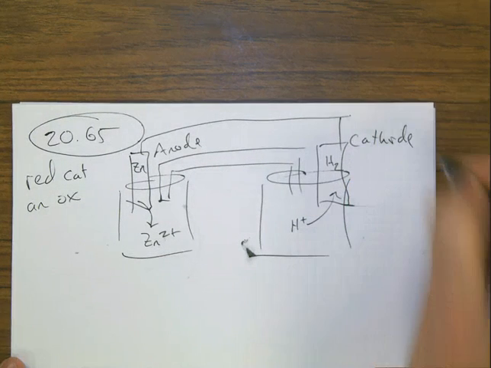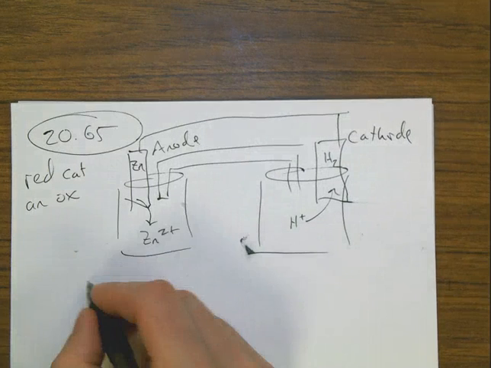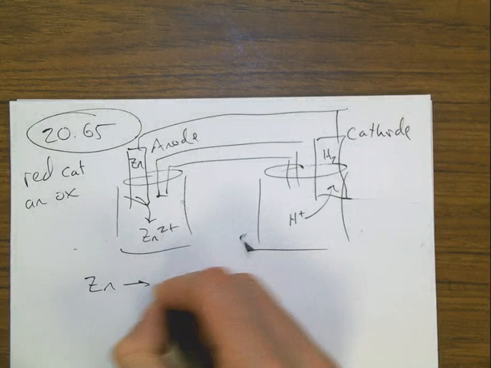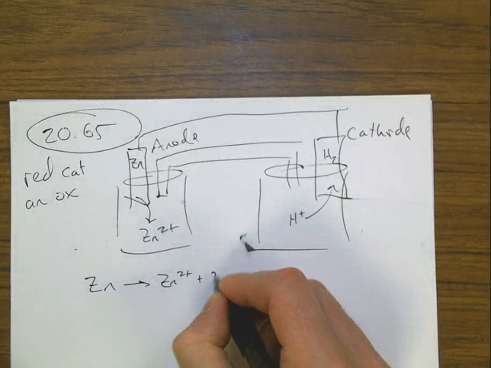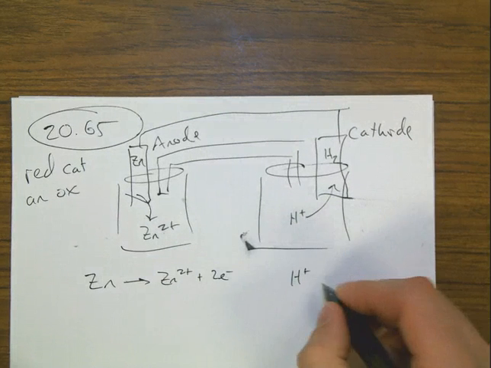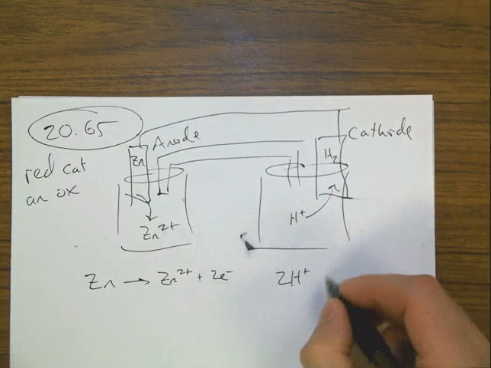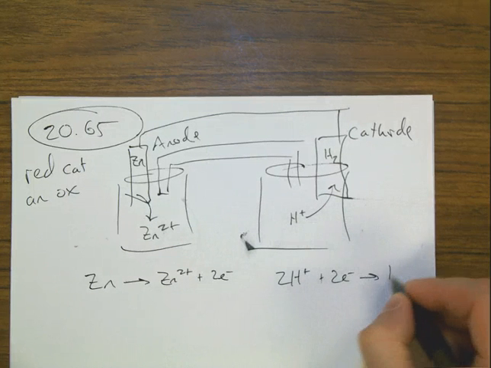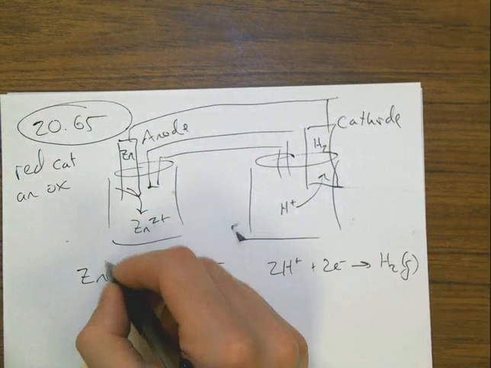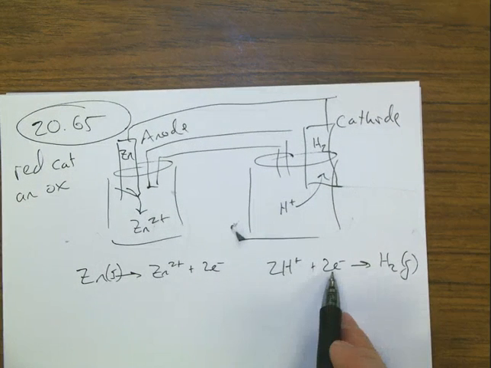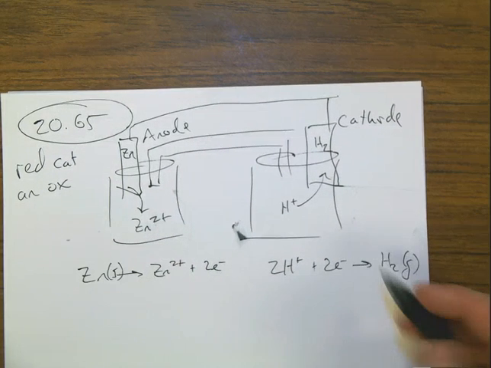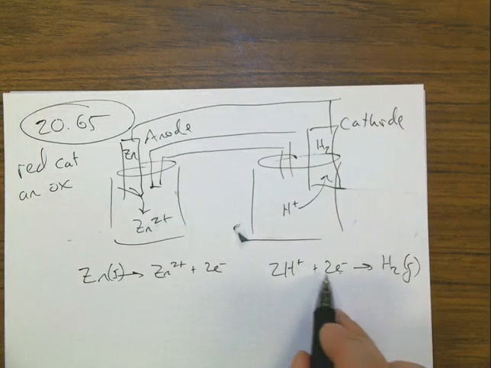What I'm going to do is write out the half reactions for each of them. So the half reaction of my anode is Zn going to Zn2+ and 2 electrons. This half reaction is 2H+ plus 2 electrons going to H2 gas. By the way, this is solid too. The reason I wrote out the 2's here is because I need 2 hydrogens to make H2. And to balance out the charge, of course, 2 electrons have to be added here.